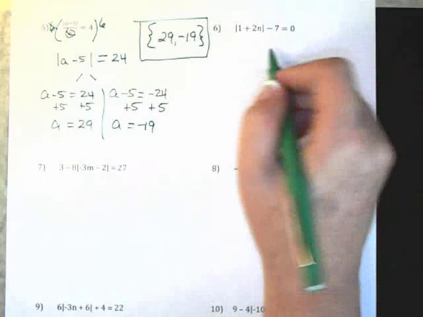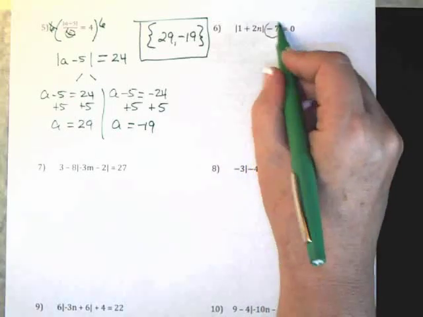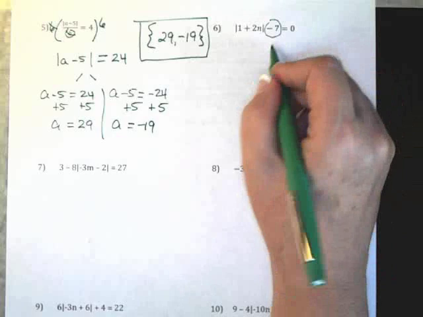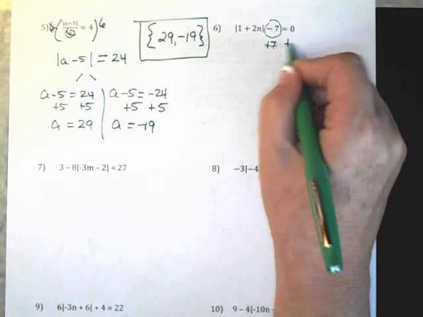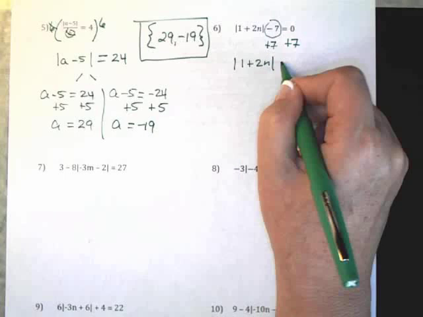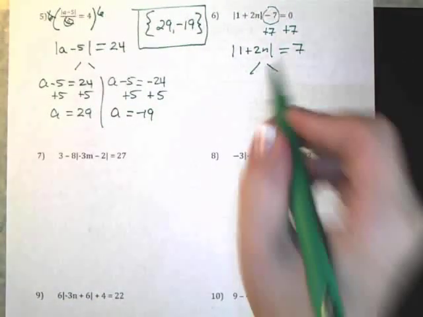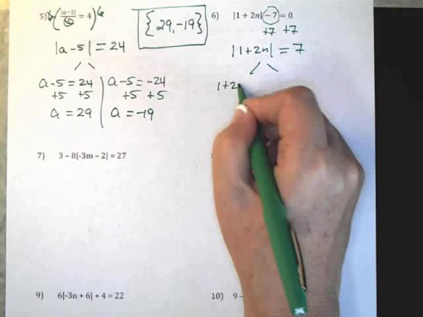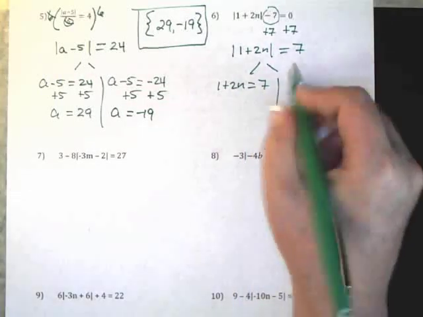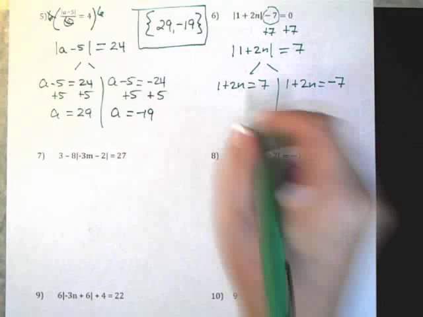For number 6, in order to get the absolute value by itself, we need to get rid of this subtracting 7. The opposite would be adding 7. So we have absolute value of 1 plus 2n is equal to 7. Let's go ahead and separate this into 1 plus 2n equals 7, and 1 plus 2n equals negative 7.